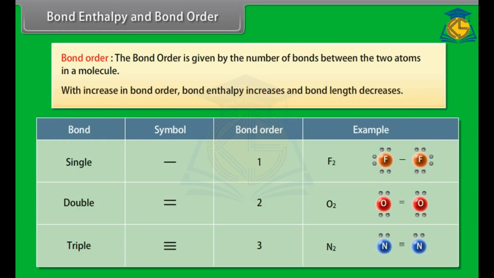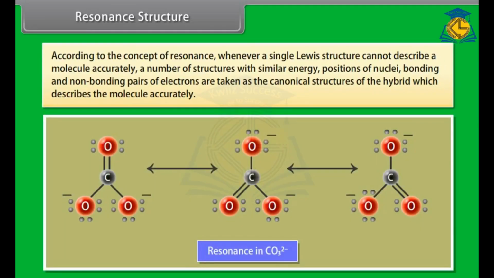With increase in bond order, bond enthalpy increases and bond length decreases. Resonance structure. According to the concept of resonance, whenever a single Lewis structure cannot describe a molecule accurately, a number of structures with similar energy, positions of nuclei, bonding and non-bonding pairs of electrons are taken as the canonical structure of the hybrid which describes the molecule accurately.